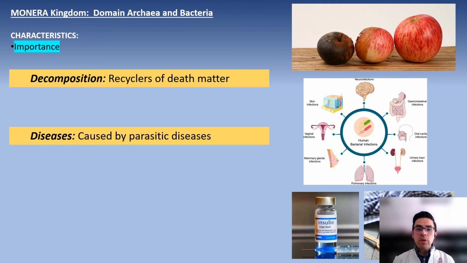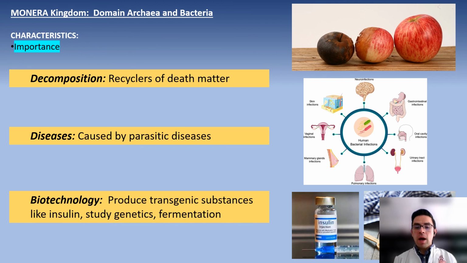Now, bacteria could also be important because they produce many diseases. Remember that not all bacteria are parasitic, but in the case of humans, we can see many human diseases produced by bacteria. Another important thing is that bacteria could be used as biotechnological organisms or biotechnological tools. For example, recombinant insulin is produced by bacteria. Also, bacteria could be used in fermentation to produce yogurt or cheese. And also, bacteria could be used to make genetic studies.